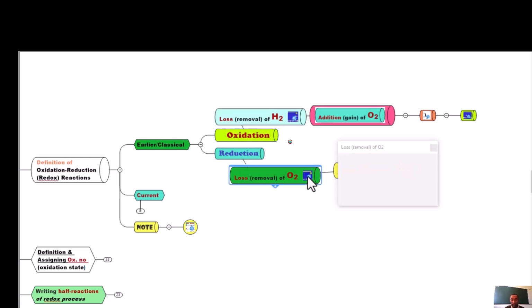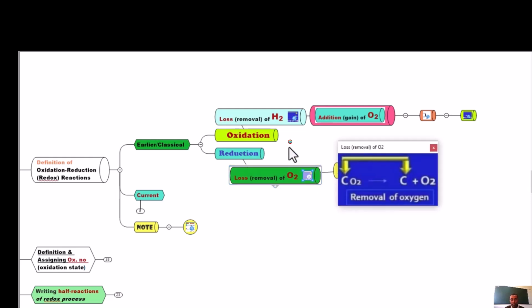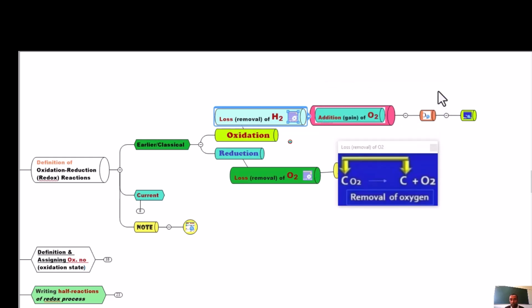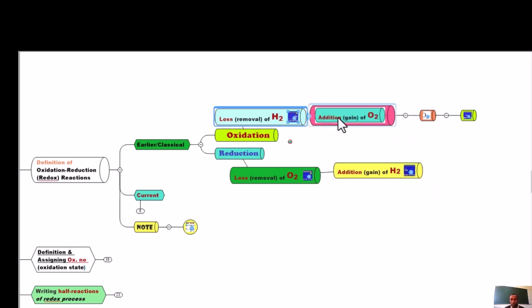Example: if you see this chemical reaction, it involves the removal of oxygen, so it is considered reduction, whereas this chemical reaction is oxidation because it involves the removal of hydrogen. Another definition is that oxidation is a chemical reaction that involves the addition or gain of oxygen, and reduction is a chemical reaction that involves the addition or gain of hydrogen.